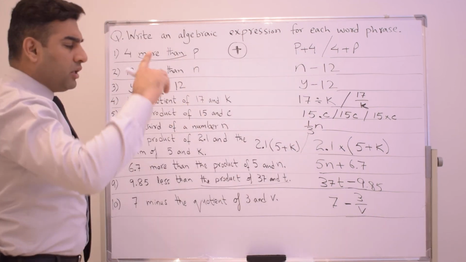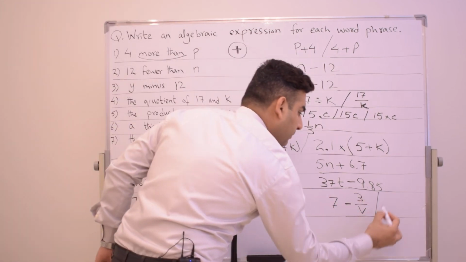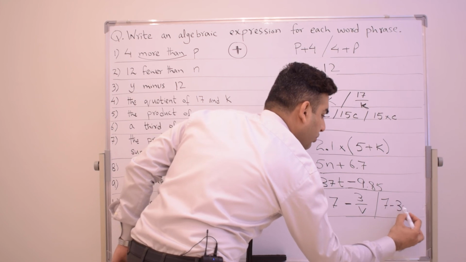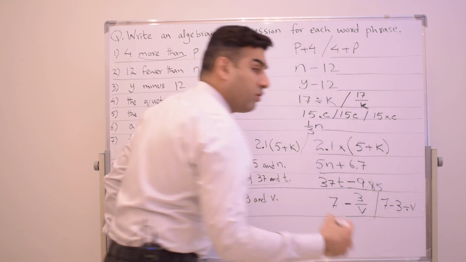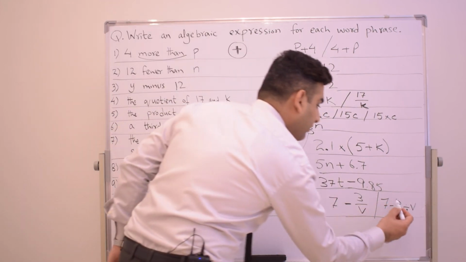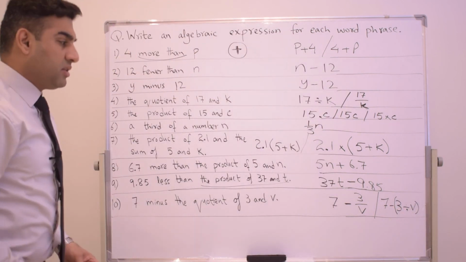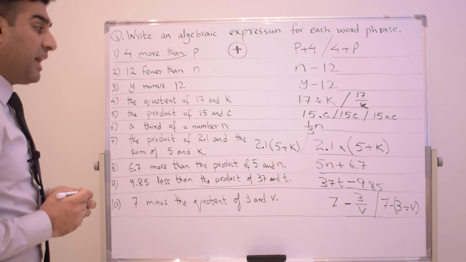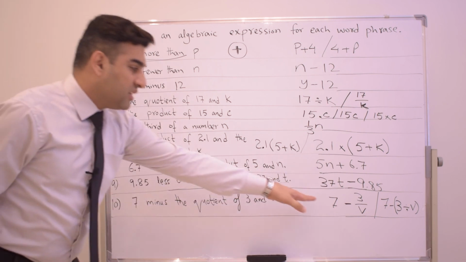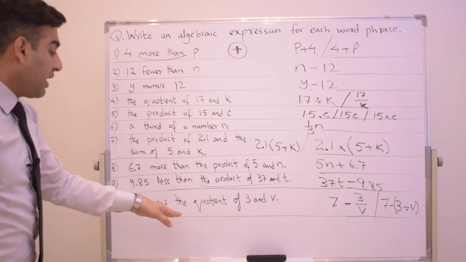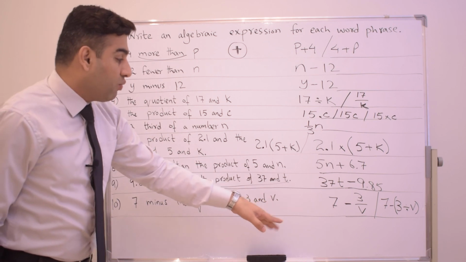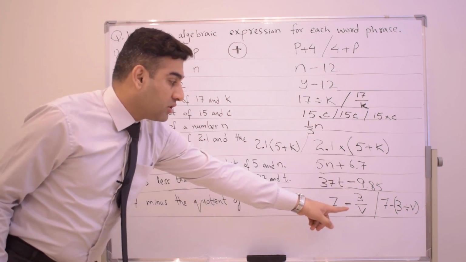If you write it like this, 7 minus 3 divided by v, it is also okay. But you can put this parenthesis grouping symbol as well, no problem. So this is more convenient for us. 7 minus the quotient of 3 and v. So 3 and v is the quotient, and 7 minus.